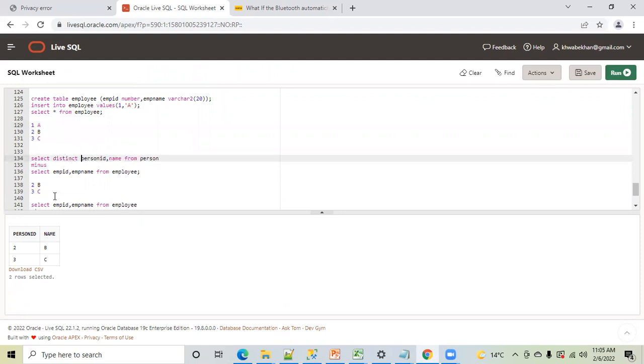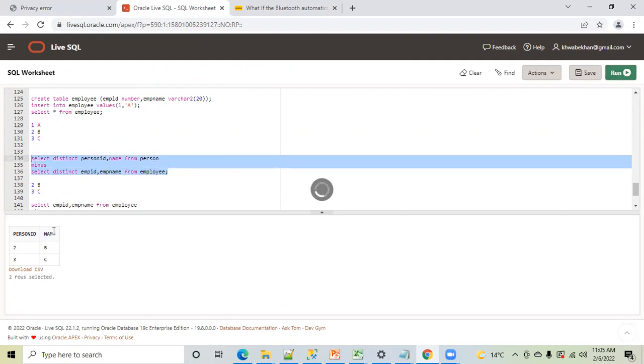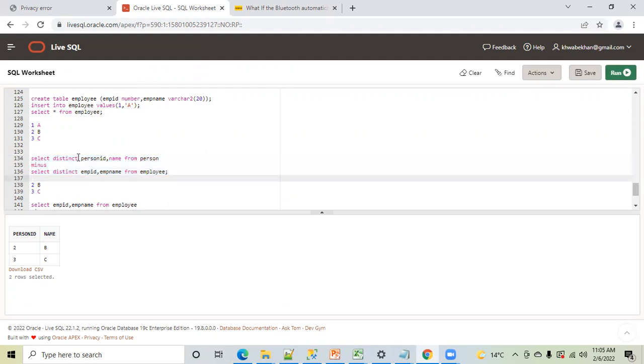One minute. Someone told me, Tanvir, please write distinct here. Okay, I am writing distinct here. Let's see the output now. Again, the same: 2B, 3C. Distinct is not making any difference here.